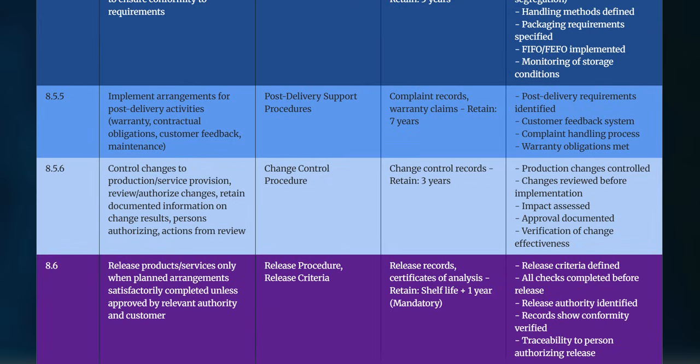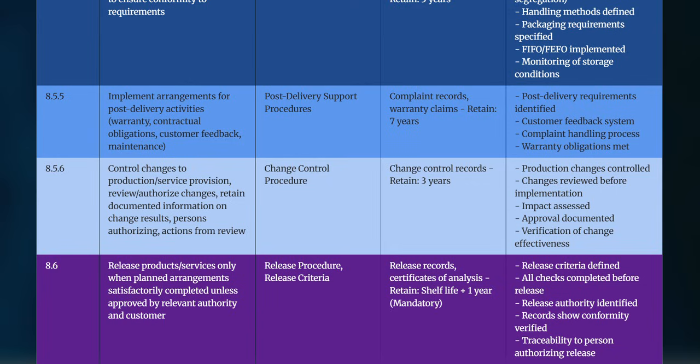Then clause 8.5.6 requires you to control changes to production or service provision, to review and authorize changes, and to retain documented information on change results, the persons authorizing, and actions from the review. The document required here is a change control procedure, and along with it, you need to keep change control records and retain them for 3 years.